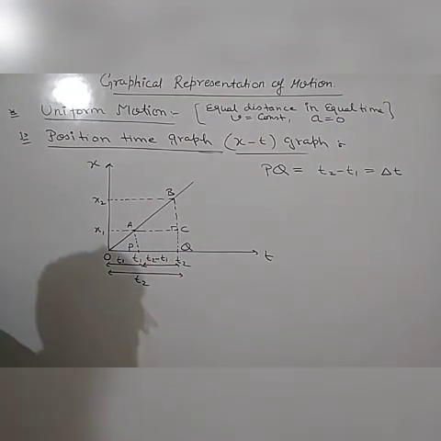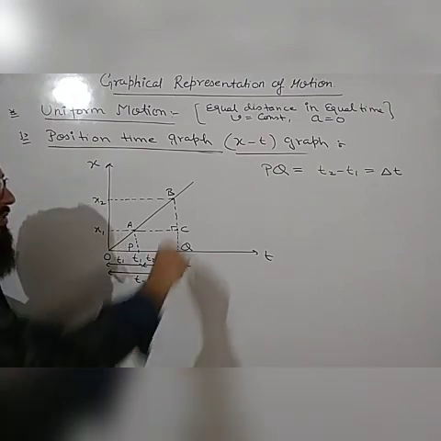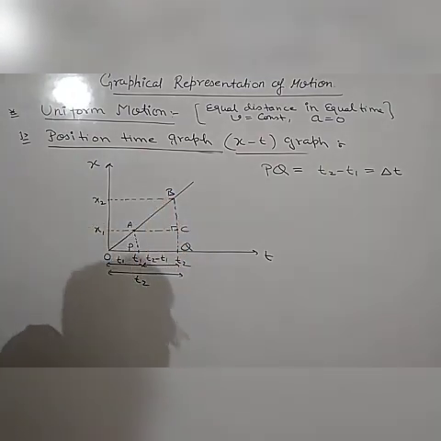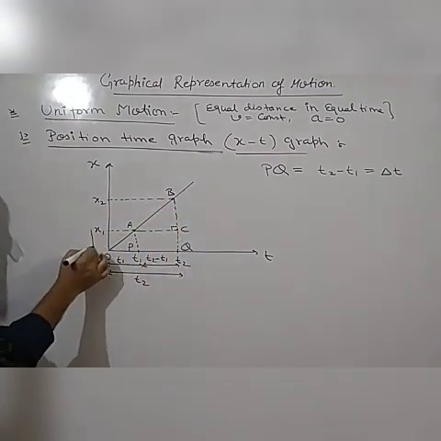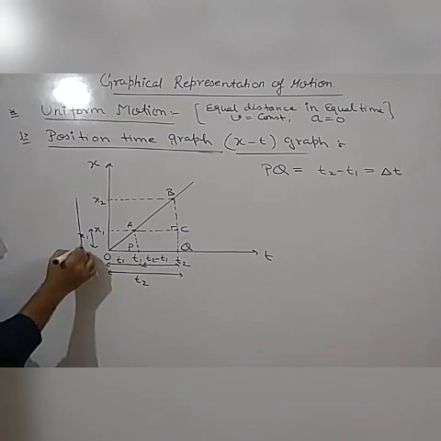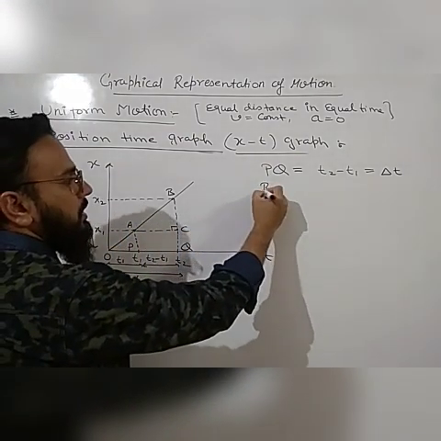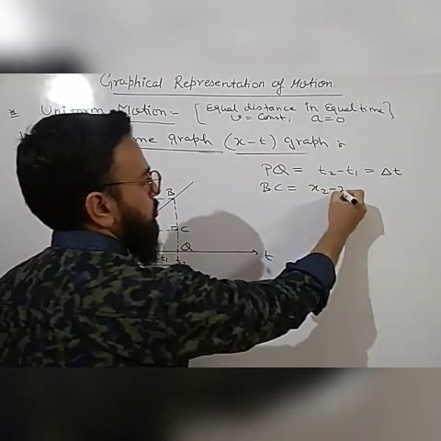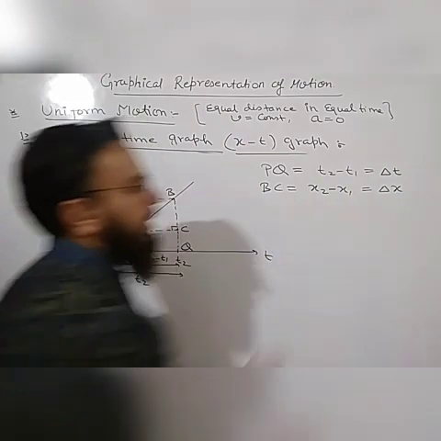Similarly, if we find the value of BC, what will be the value of BC? This distance is x1 and this total distance is x2. So BC will be equal to x2 minus x1, and it will be represented by delta x.